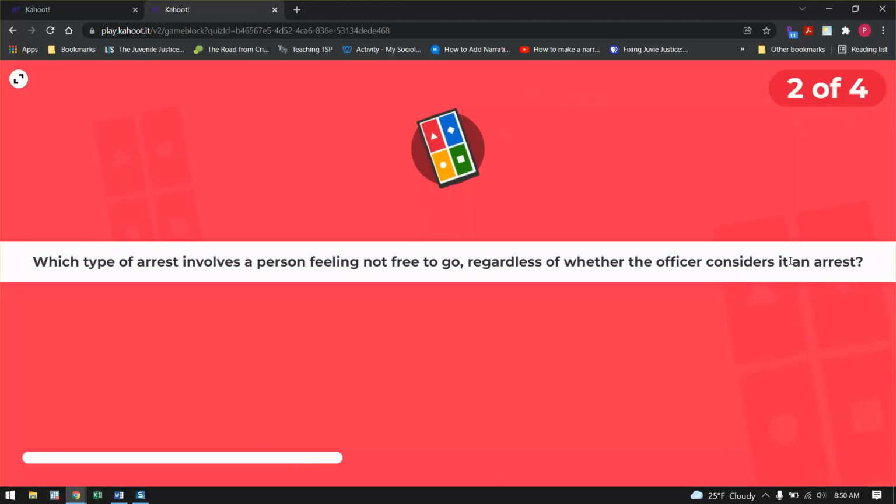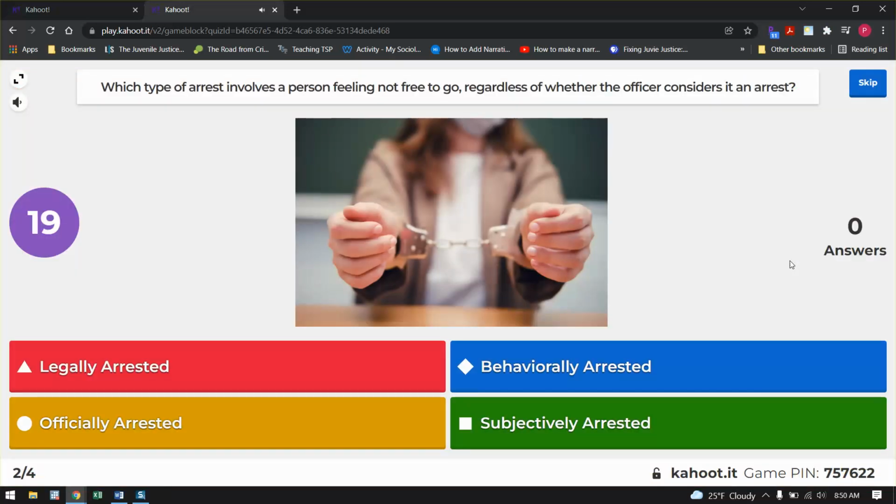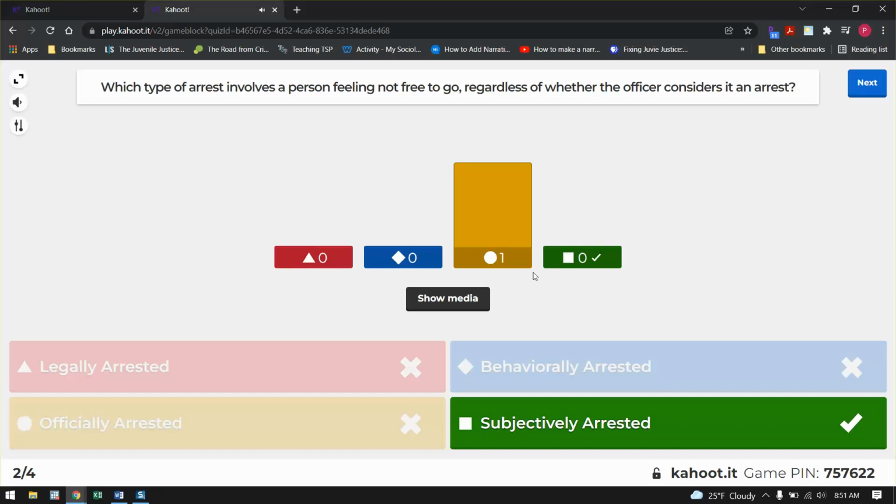The second question is asking you about those different types of arrest. In this one, it's asking which type of arrest is where a person feels they're not free to go, but this is regardless of whether the officer themselves considers it to be an arrest. Within the lecture, we talked about several different varieties of these arrest types. In this case, the correct answer is subjectively arrested. It's when you feel as though you are not free to go. It doesn't matter what the officer says, you've become subjectively arrested.